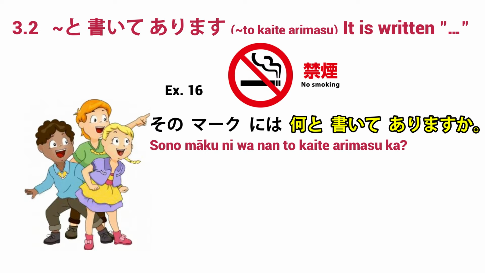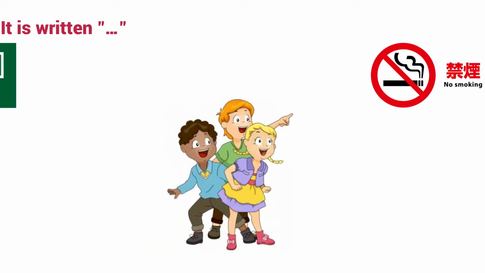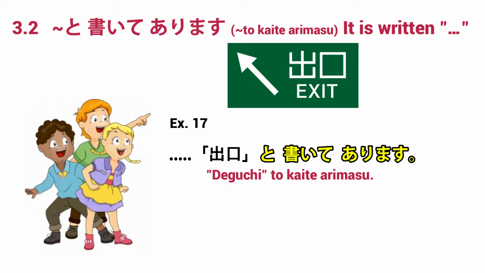Example: その幕には何と書いてありますか? What is written on that sign? 記念と書いてあります。It says no smoking. 出口と書いてあります。It says exit.